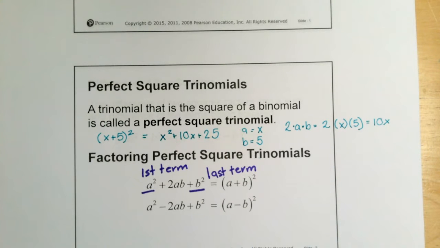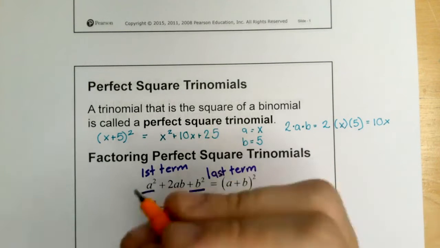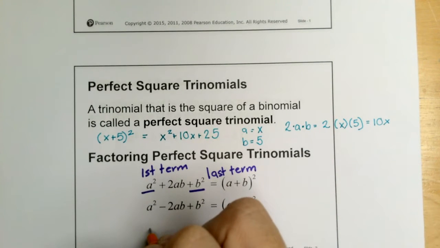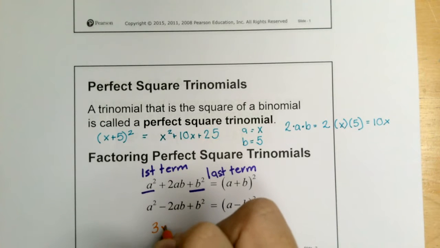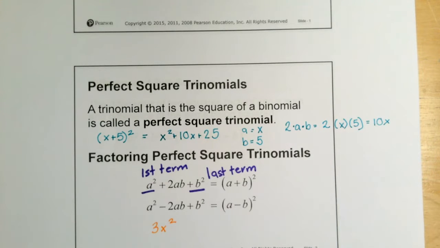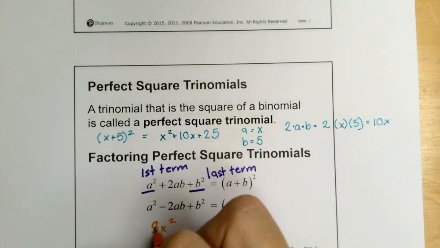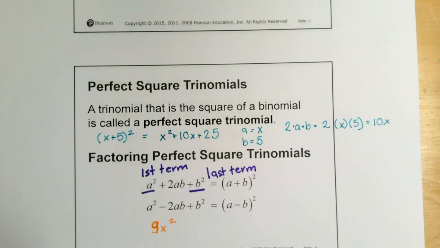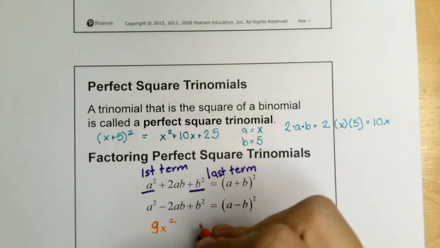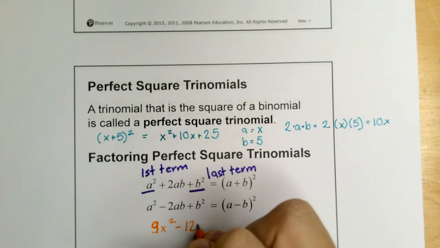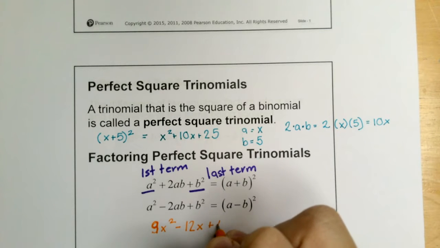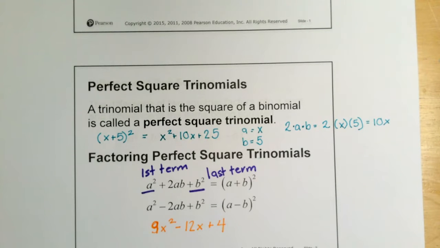All right. Now I'll give you 3x squared. No, I'm sorry. That will never work. I need that to be a 9. 9x squared minus 12x plus 4. Okay.